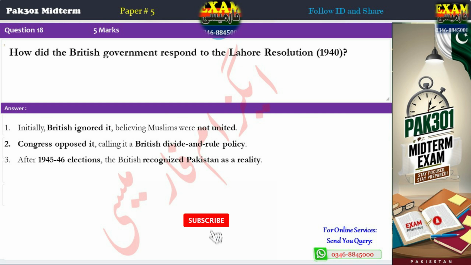Question 18. How did the British government respond to the Lahore Resolution, 1940? Answer: Initially, the British ignored it, believing Muslims were not united. Congress opposed it, calling it a British divide and rule policy. After the 1945-46 elections, the British recognized Pakistan as a reality.